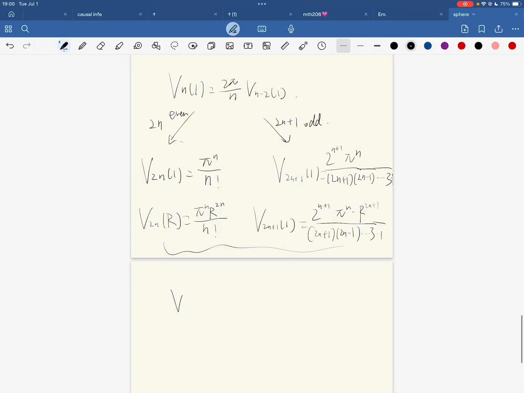And actually it could be written as this, which is the gamma function.